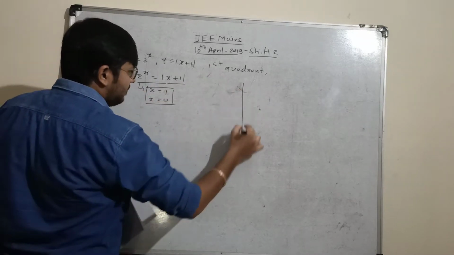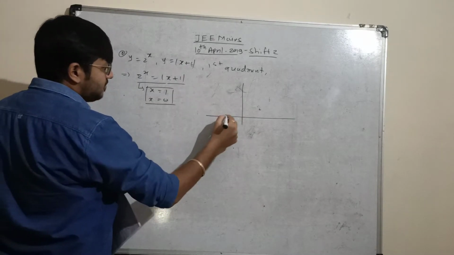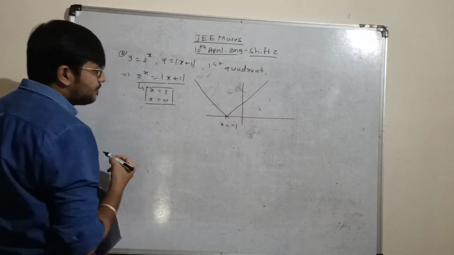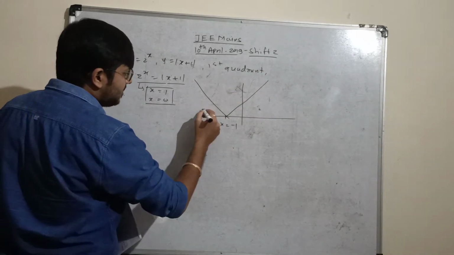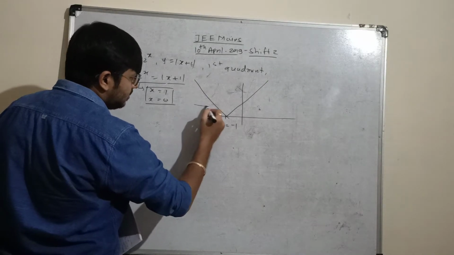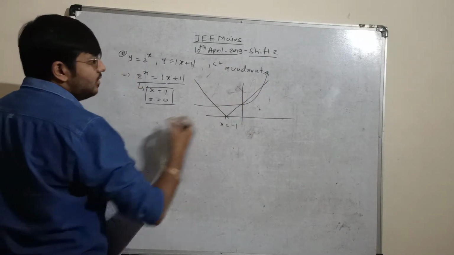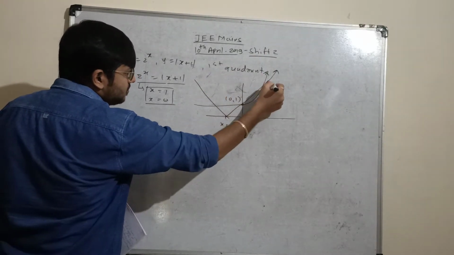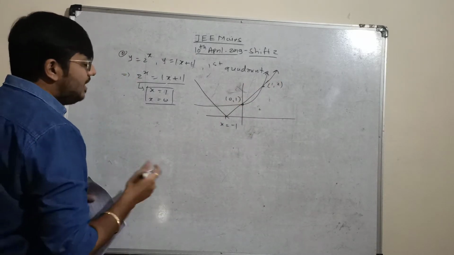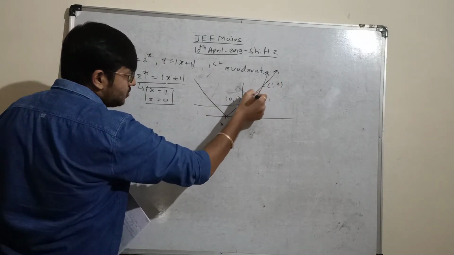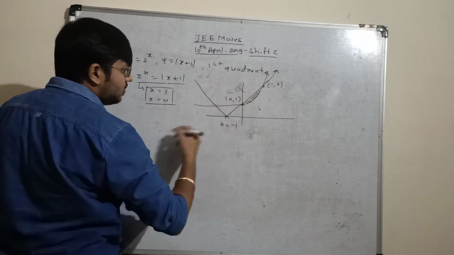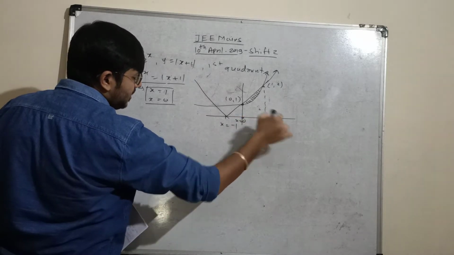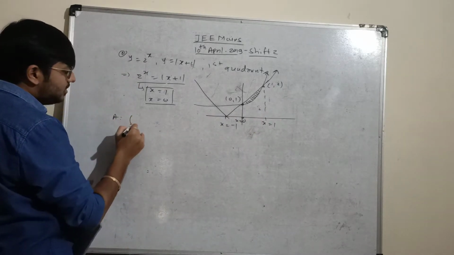So now let me plot the graph. We know that the modulus of x plus 1 has its graph at x equals minus 1, where it has value 0. So it will be something like this, and the graph of y equals 2 raised to x will be something like this. This point is (0, 1) and this point is (1, 2). And we need to find out the area bounded by these two curves, so something will be here, right? So what will be the integration? Here it is x equals 0, and here it is x equals 1. So the area will be from 0 to 1.